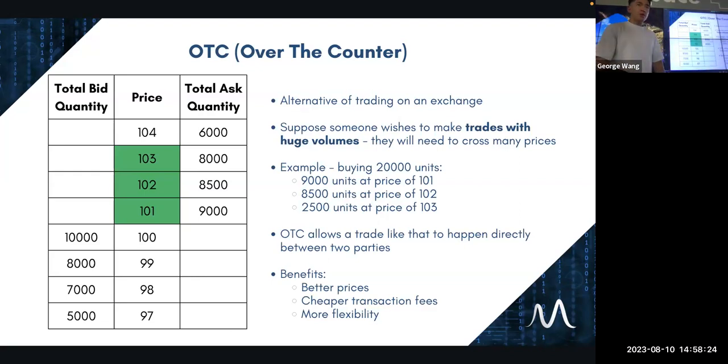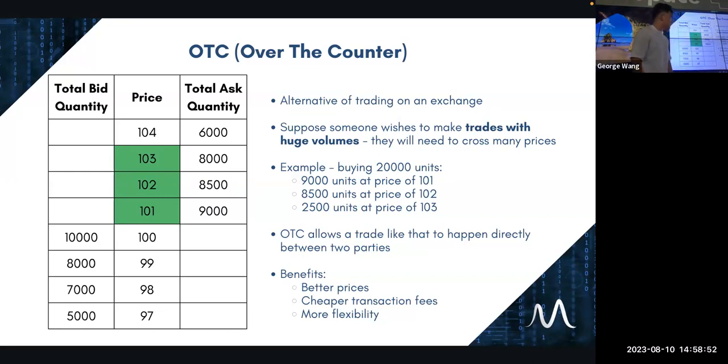So the case here is that suppose somebody wants to make a very high volume trade. So somebody wants to buy 20,000 units at once, right? Given this order book, these are already pretty big quantities, but then they might have to cross a lot of prices. Crossing prices means you're making some trades here, but then you're going to a worse price, right? So it's not the best scenario for them, because they end up buying some at 103, which means less edge, like negative edge at that point, right?